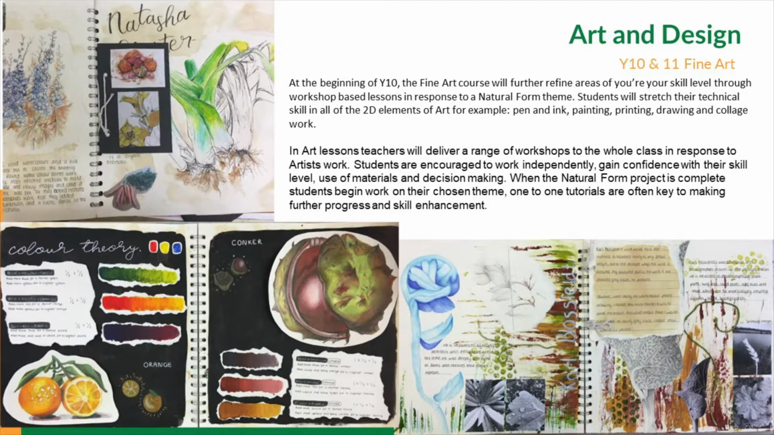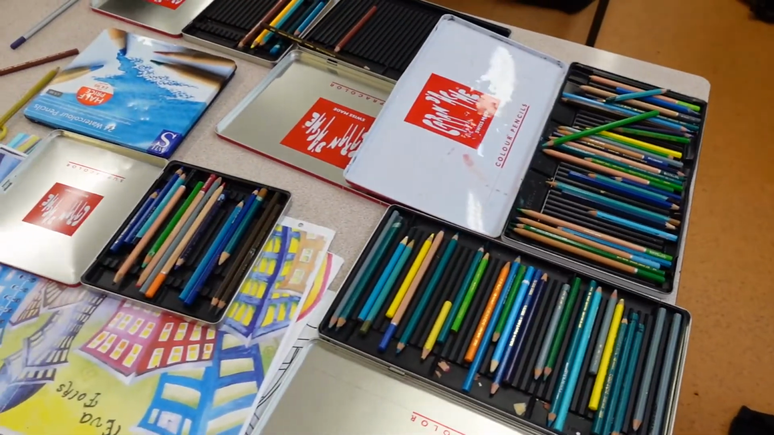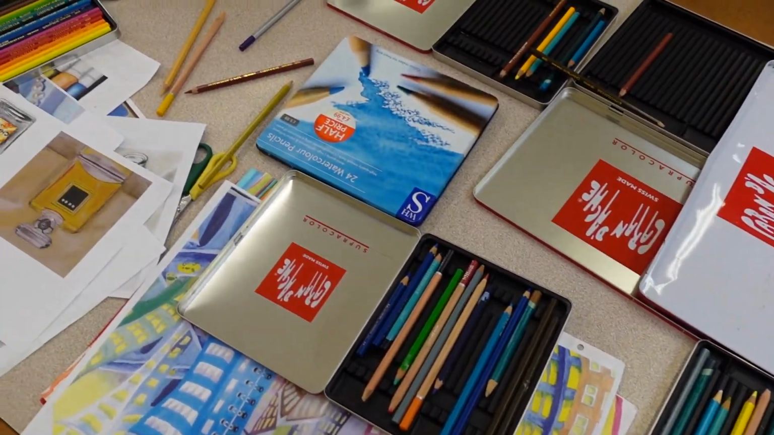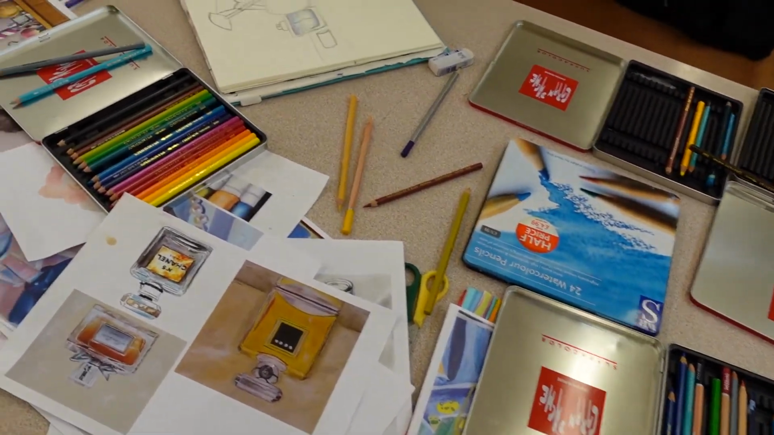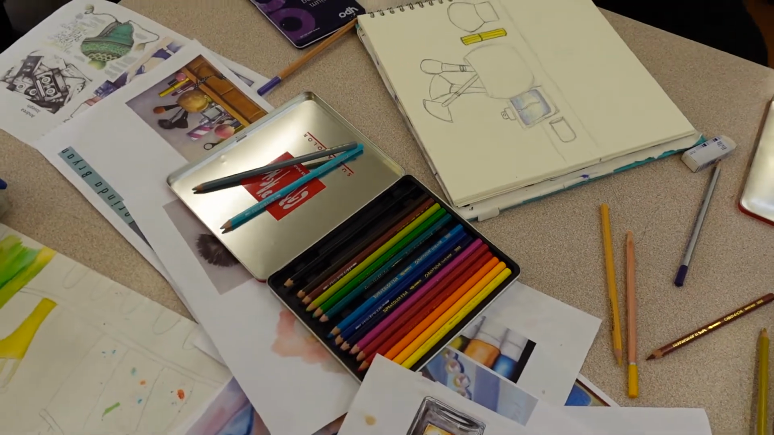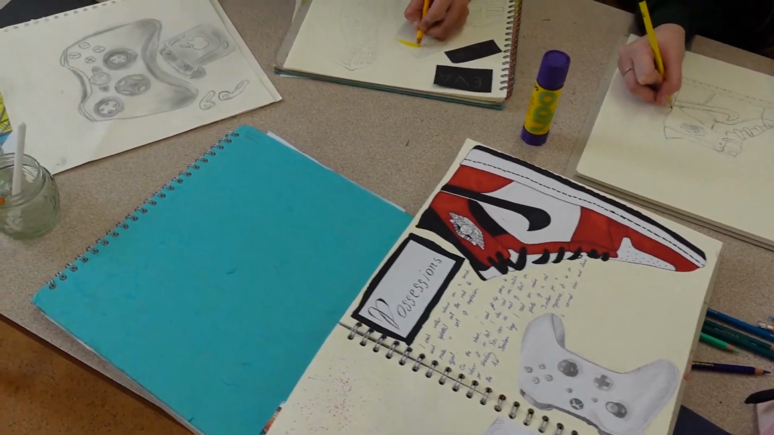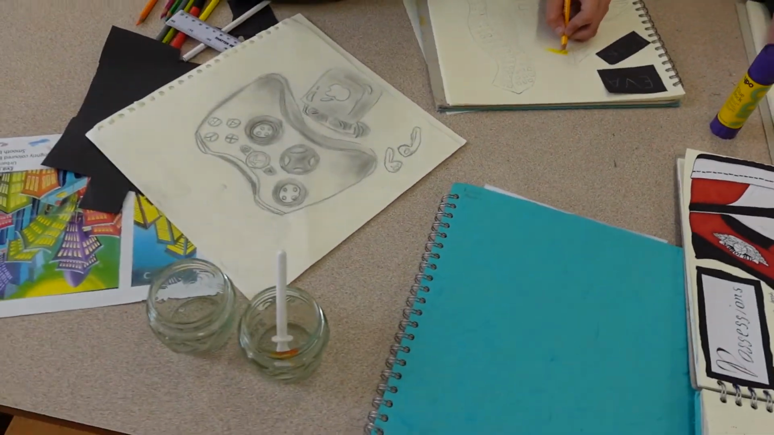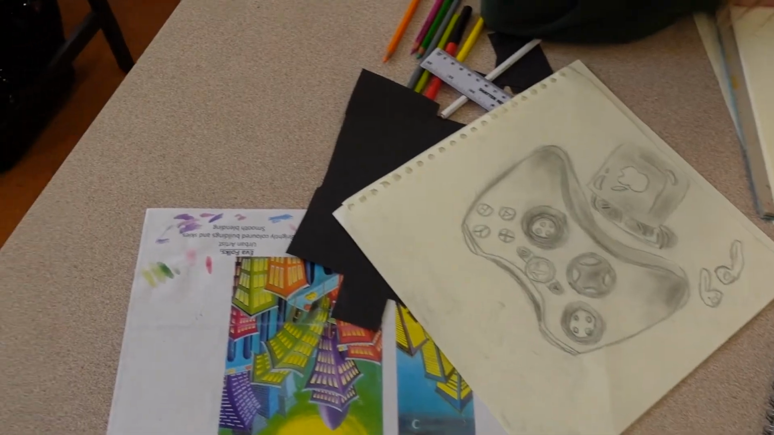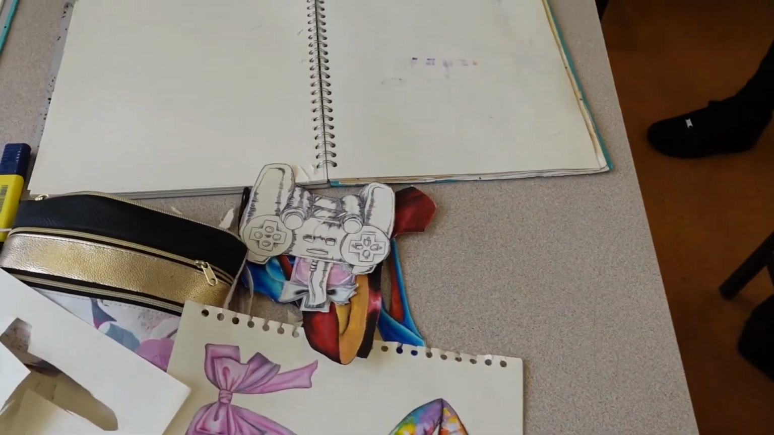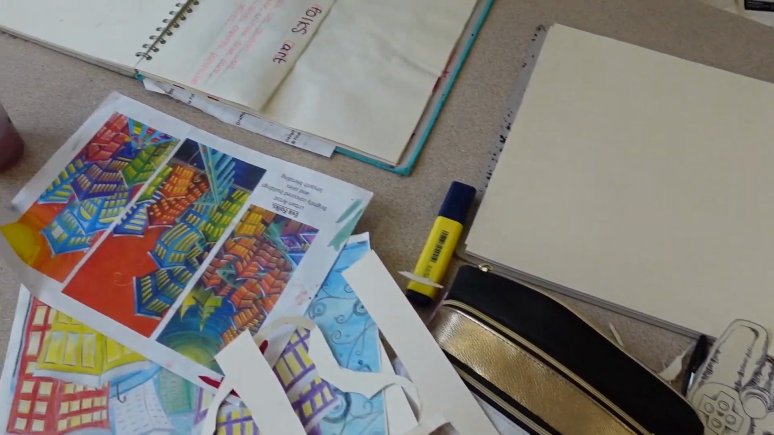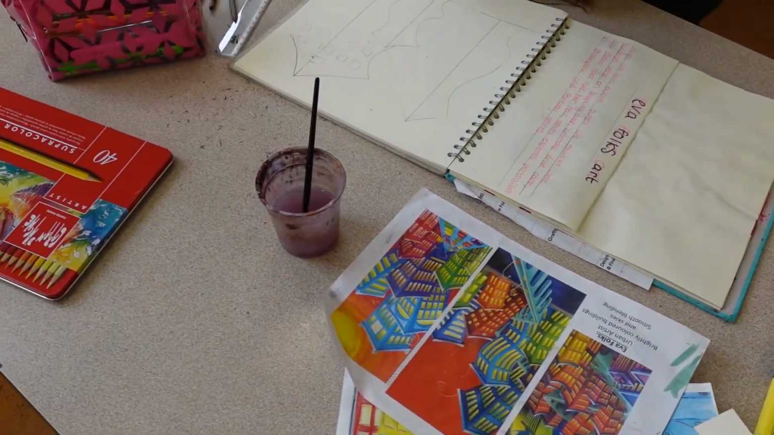At the beginning of Year 10, students will heighten their technical skill by studying a natural form workshop project which covers all of the 2D elements of art. Again, for example, pen and ink, painting, printing, drawing and collage work. In art lessons, teachers will deliver a range of workshops to the whole class in response to artist work. Students are encouraged to work independently. In turn, this helps the students gain confidence with their skill level, use of materials and decision making.